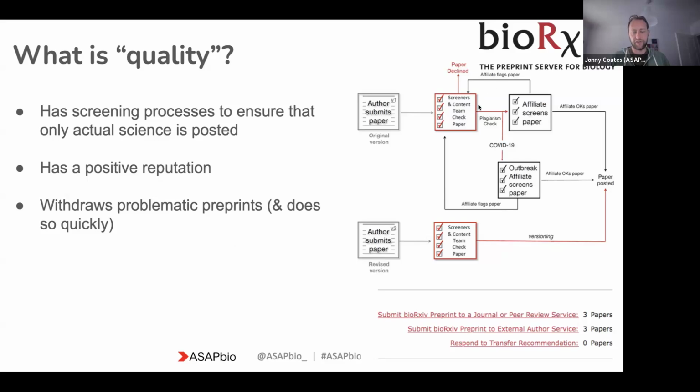bioRxiv, because this is the one on the slide, during the middle of the pandemic, had a number of preprints that turned out to be problematic, and they withdrew those incredibly quickly. There was one that was withdrawn, I think it was within 24 hours, but it was definitely within 48 hours. And so this is a really important part of, again, protecting that reputation, protecting what is actually on the server. I've already said this, but check who owns the server. I've got a slide about this coming up, but it's really, really important to think about who is owning the server.